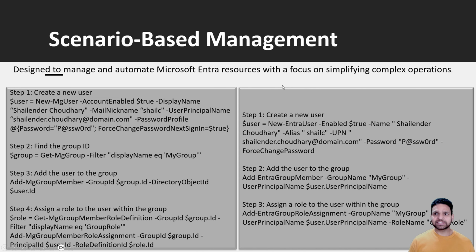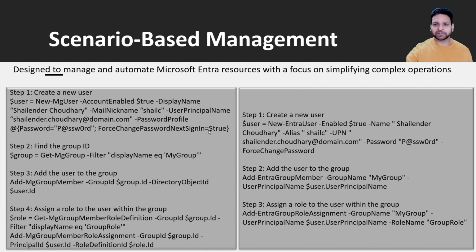Now the third reason is scenario-based management. Graph PowerShell API provides one-to-one mapping, which means every time you're running a command, it has different parameters and different naming conventions. And it's not very scenario based. So let's take a scenario. We are creating a new user, adding it to a group, and assigning a role to the user within the group. Now, in the case of Graph APIs, create a new user.